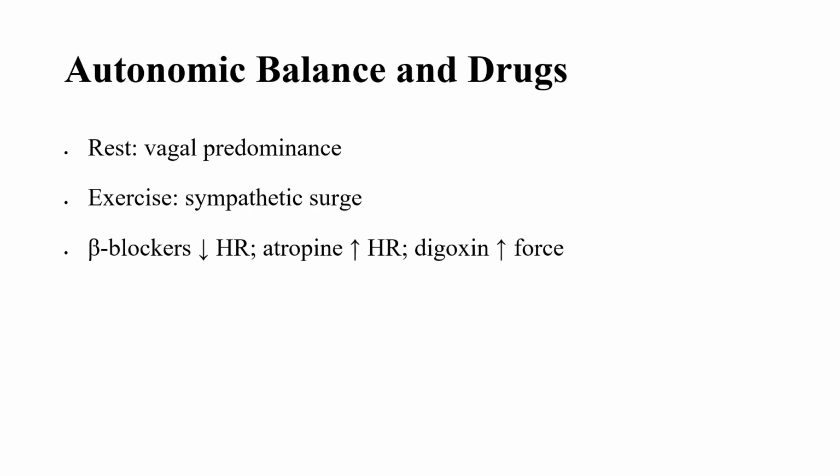So here's the key idea. The heart is always under a dual command. The vagus as the brake and the sympathetic nerves as the accelerator. And most drugs simply shift that balance to meet clinical needs. In exams, when you're asked about autonomic control, always describe both systems, their receptors, their effects, and one clinical example. That shows you understand the physiology and its therapeutic relevance.